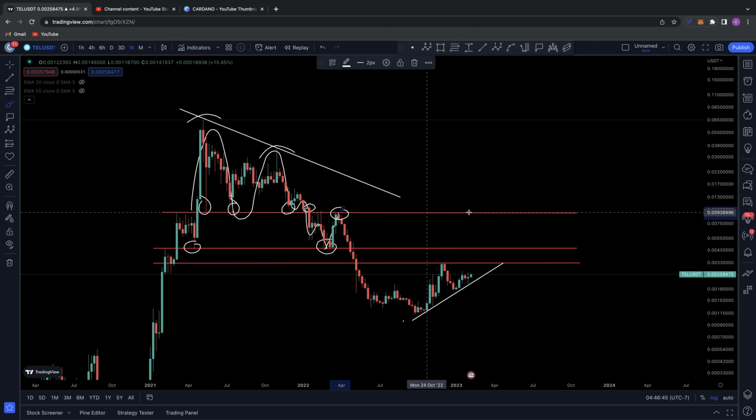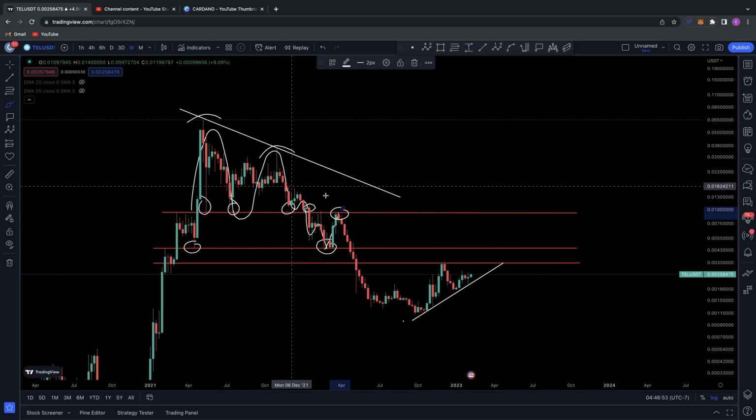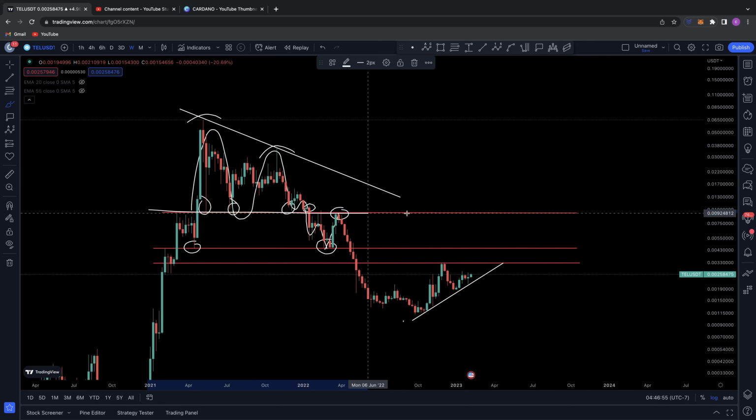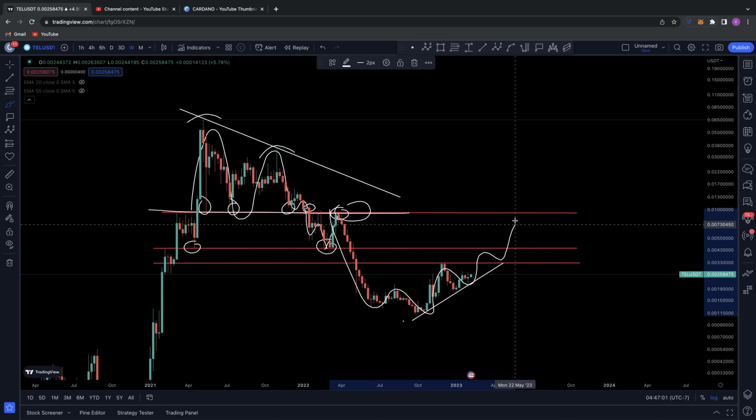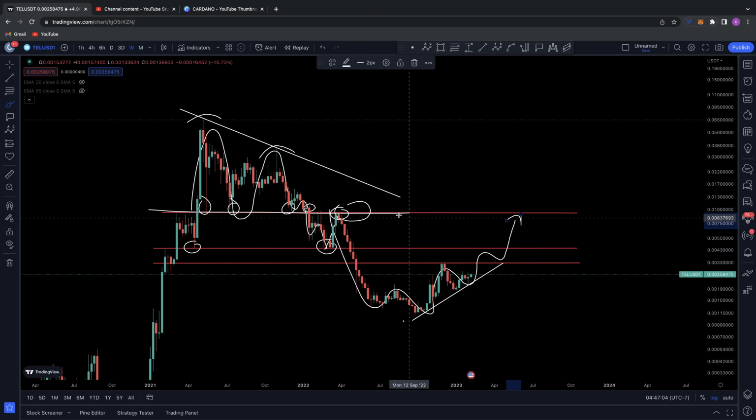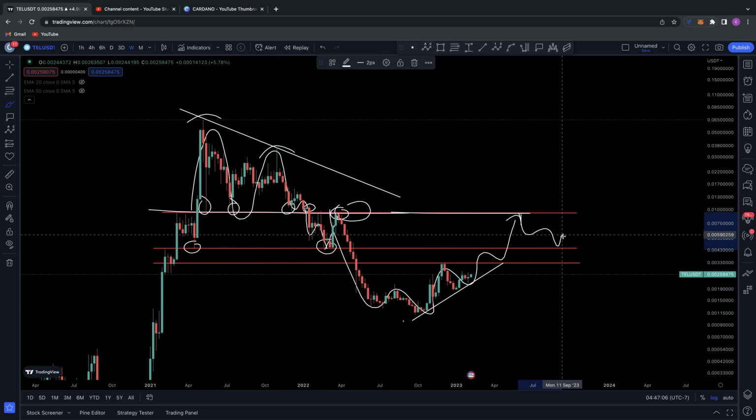So moving forward, this red line here I'm going to be looking for to be met as resistance at some point for Telcoin in the near future, because it's the horizontal level of support for that descending triangle. So you've lost the support of the descending triangle, and potentially what you're trying to do right now is work your way back up to this previous support and look to meet that as resistance moving forward.